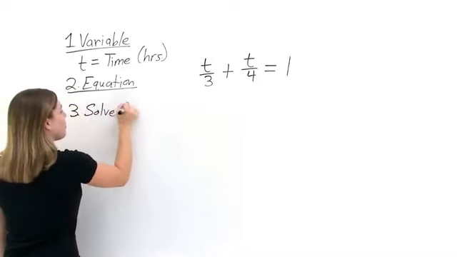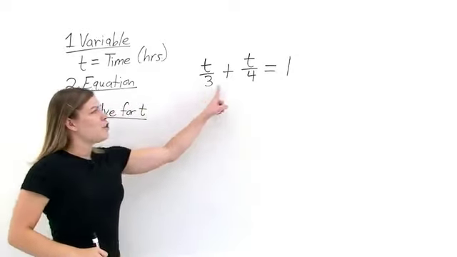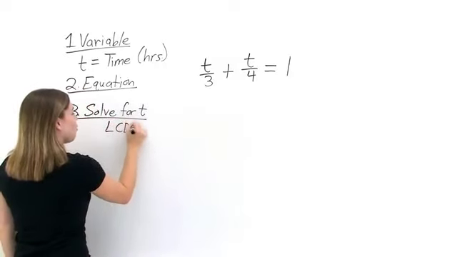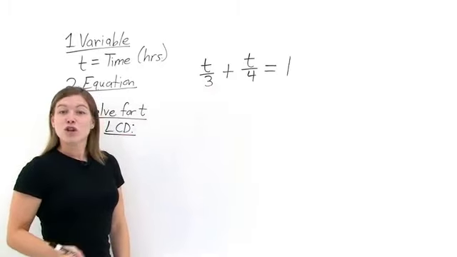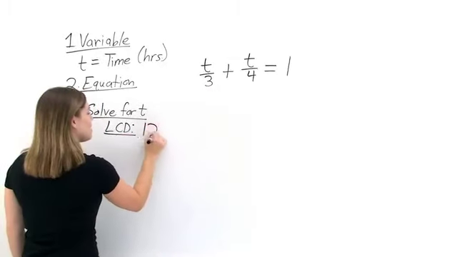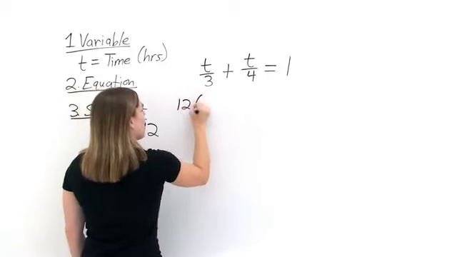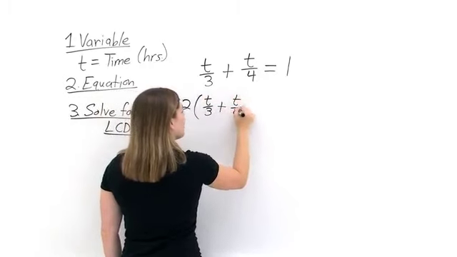So, step number 3 is to solve for t. Well, we have 2 fractions here, so we need to find a least common denominator. What is the least common denominator between 3 and 4? 12. So we have a least common denominator of 12. Now we need to take that least common denominator and multiply it by each side of our equation.